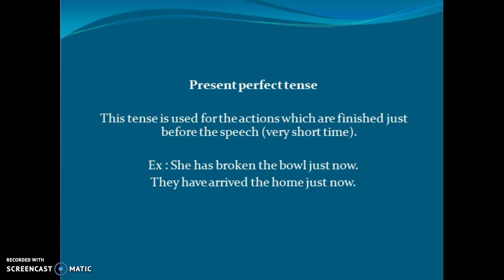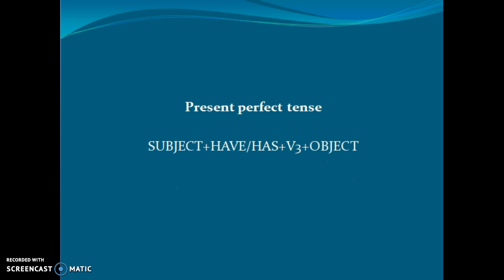Next tense is present perfect tense. This tense is used for the actions which are finished just before the speech. It means that incident should have taken place a very short time before. For example, she has broken the bowl just now. They have arrived at the home just now. These are some of the examples for present perfect tense.